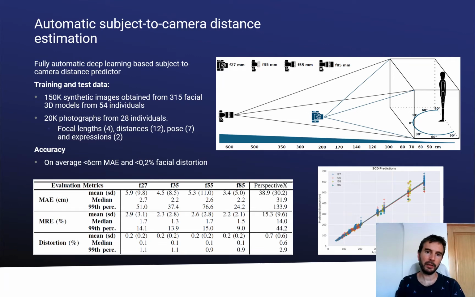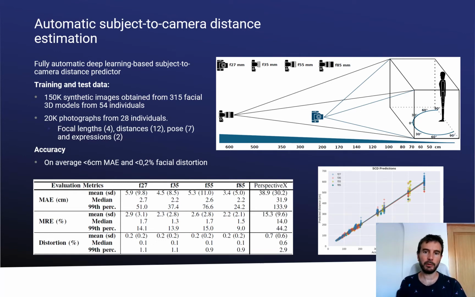The next automatic algorithm is the subject to camera distance estimation. This is again a deep learning algorithm, so again, as in the previous case, the only input data is a photograph, and the output in this case is the estimated subject to camera distance in centimeters. We have trained these machine learning methods with two different sets of data. On one hand, 150,000 synthetic images obtained from different 2D projections of more than 300 3D facial models, and on the other hand, 20,000 photographs from 28 different individuals.